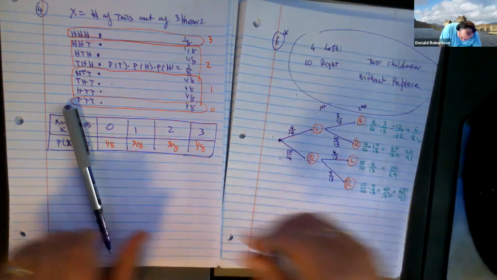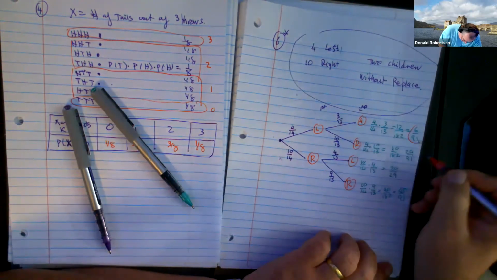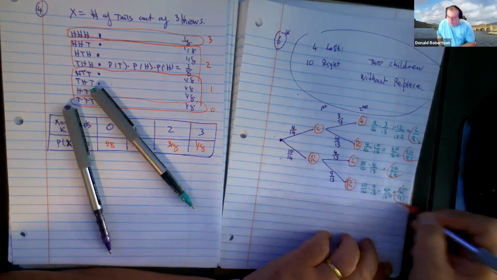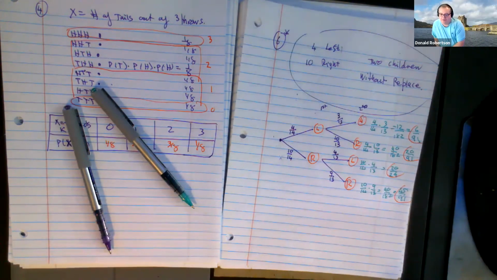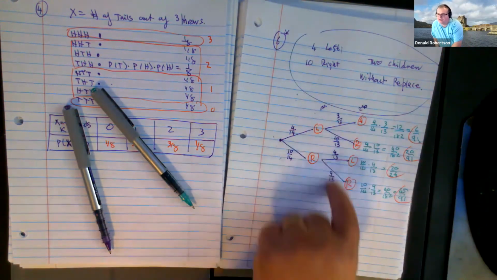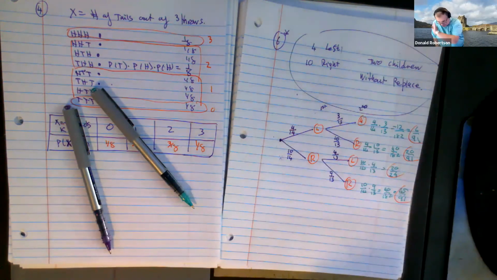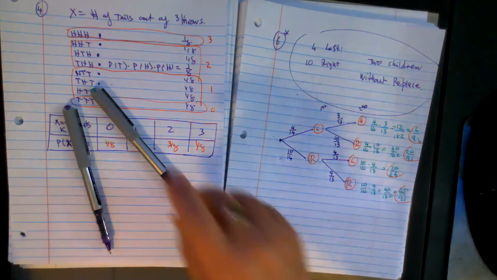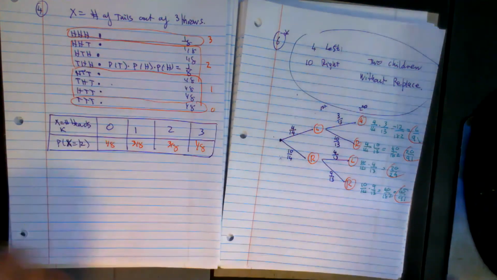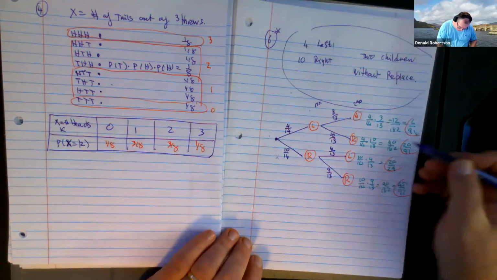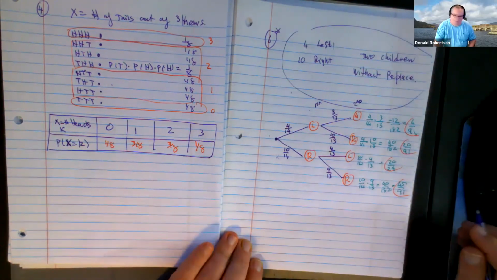I'm going to put little circles around these: 6, 20, 20, and 45. What check could I make to make sure I didn't screw up at least one of these? What could I do with these to check that I did it right? Add them up to see if they equal 1. That's it, 26, 46, and they do, so I'm happy.